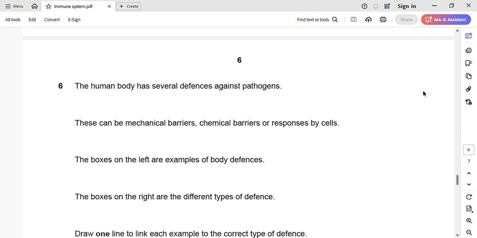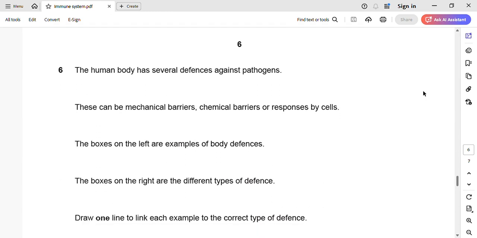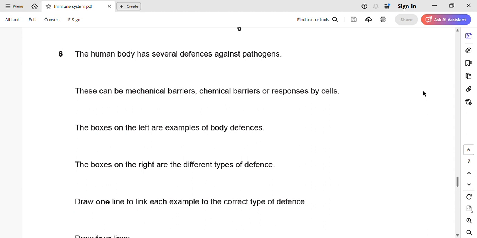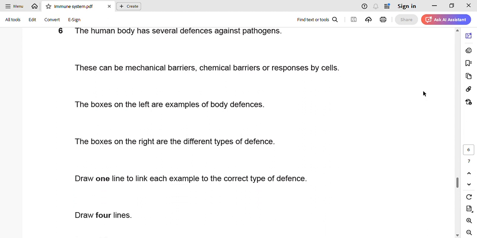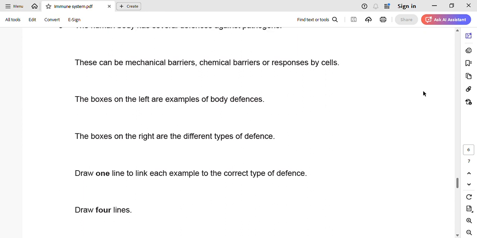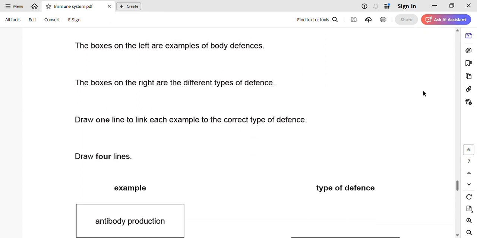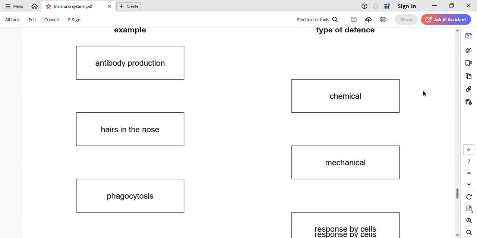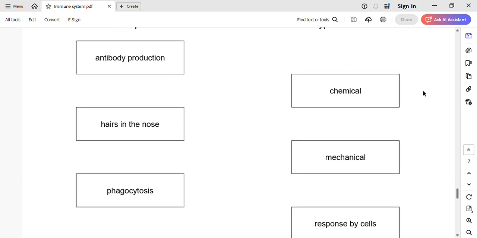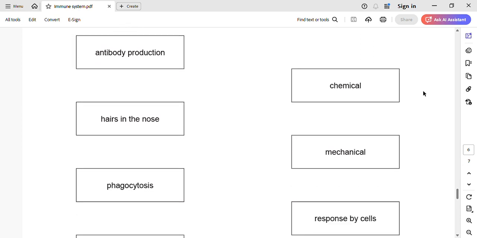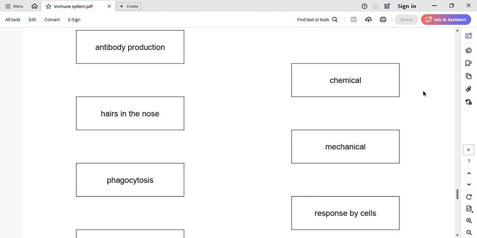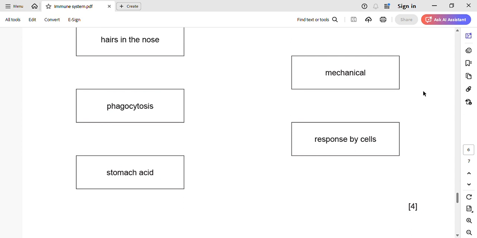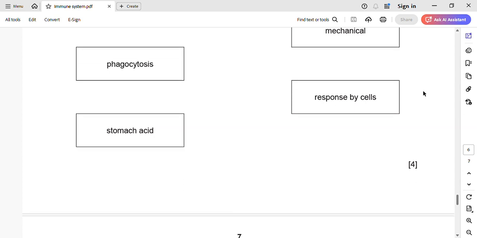Next, the human body has several defenses against pathogens. These can be mechanical barriers, chemical barriers, and responses by cells, and the boxes on the left are examples of body defenses. Here we need to match antibody production, the nose, phagocytosis, or stomach acid to whether each is chemical, mechanical, or a response by cells. This is of 4 marks.